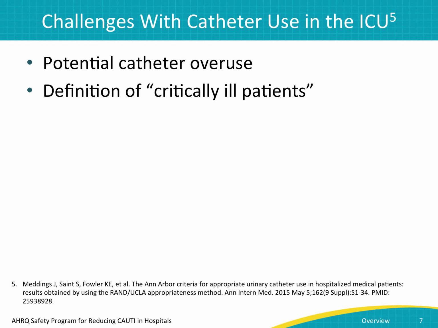But catheter use in the ICU has 2 main challenges. The first is potential catheter overuse. A recent national survey of catheter placement practices in acute care hospitals demonstrated that many hospitals reported placing catheters for reasons not included in the HICPAC list of appropriate indications. The second is that the term critically ill patients is not well defined. We know that just because a patient is in the ICU, the patient may not require a urinary catheter.